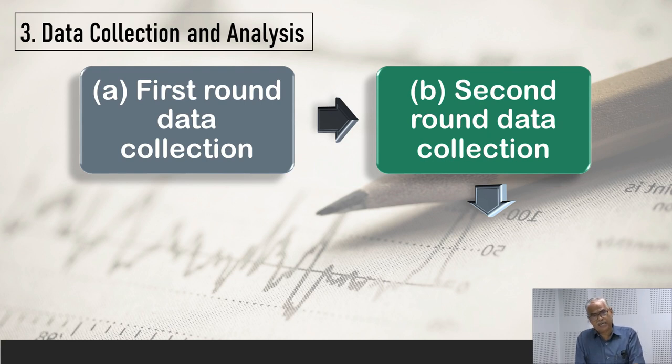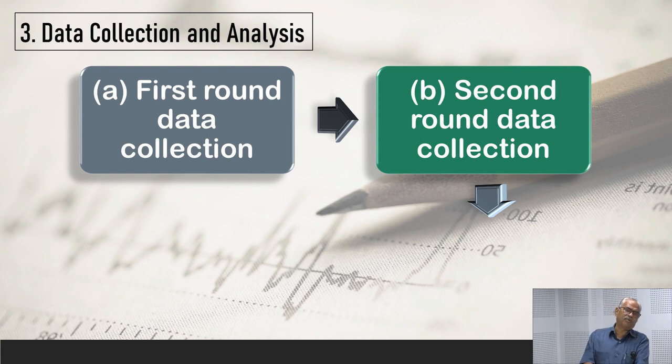In second round data collection, we approach the experts with the result of first round data. And then we request them to reconsider their response from the first round and to fill in the questionnaire to arrive at consensus, keeping in view the first round data.